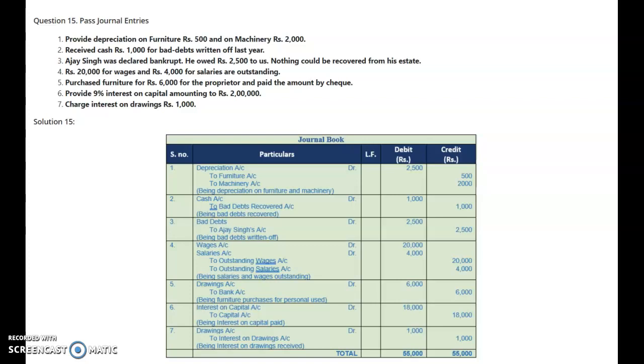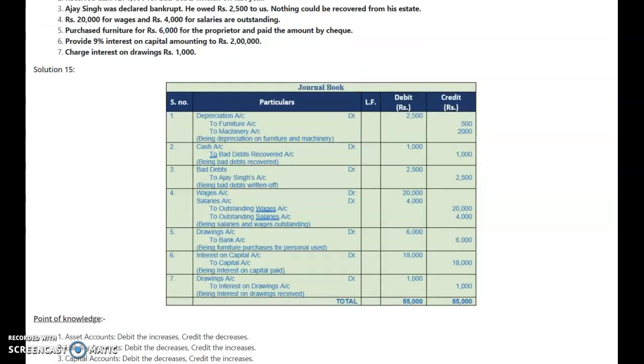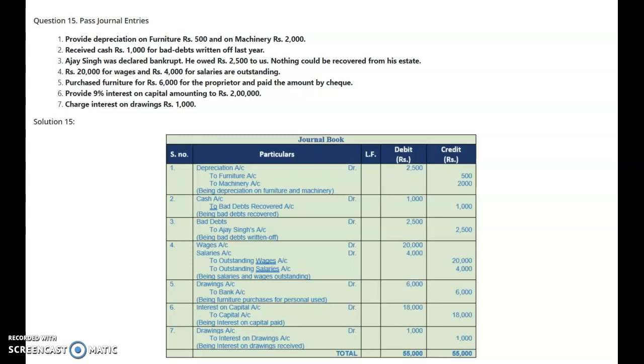The next transaction is rupees 20,000 for wages and 4,000 for salaries are outstanding. Now, when any expense is outstanding, the entry will be expenses account debit to outstanding expenses. Like here, we will record the entry wages account debit to outstanding wages. Salaries are also outstanding, so we will record the entry salaries account debit to outstanding salaries. We may record this particular entry in two separate parts: one is wages account debit to outstanding wages, second is salaries account debit to outstanding salaries.